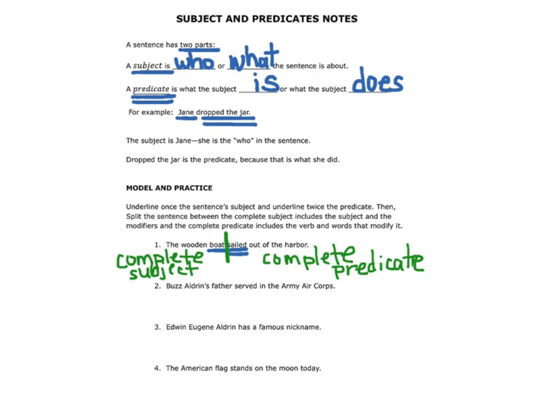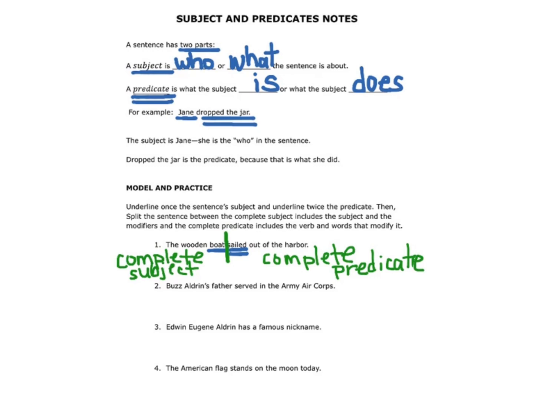Let's try it with number 2. And on number 2, we're just going to underline the subject once, the predicate twice, and then draw a line between the split, but we won't have to label that one complete subject or predicate. We'll just know where the split is, right? Or better yet, got a better idea. We're going to underline once the complete subject and underline twice the complete predicate.